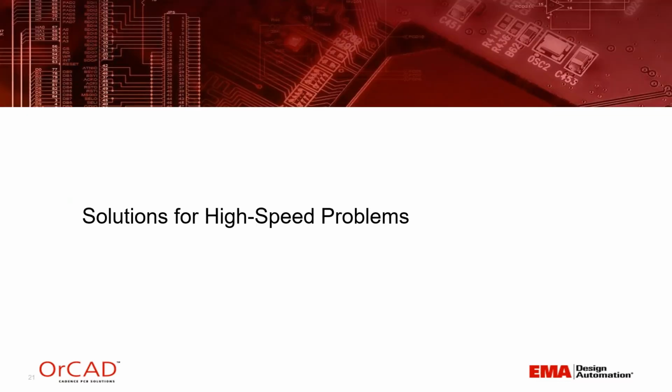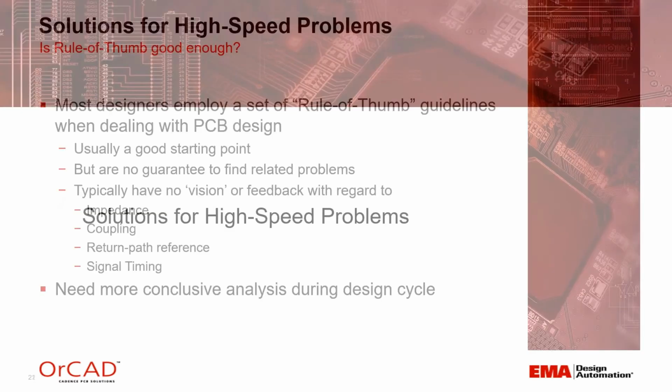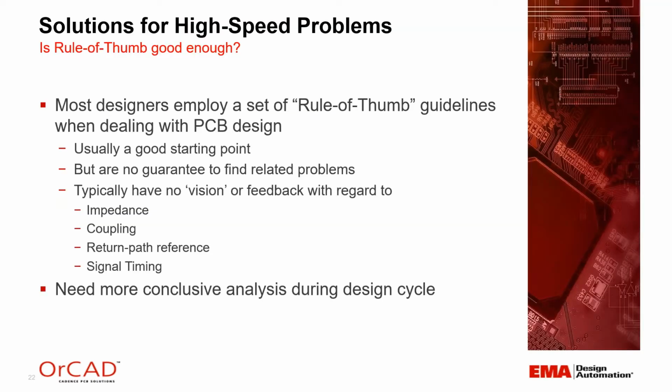So how do we look at solutions for these high-speed problems? Well, most people use a rule of thumb, which is a good starting point, but it's no guarantee to find these types of problems early on. You typically have no vision or feedback when you're laying out the board in terms of what happens if this trace is routed a certain way through a certain pin field or something.